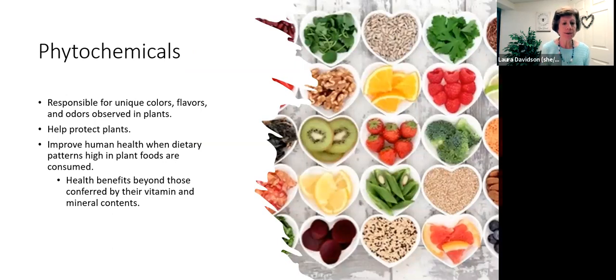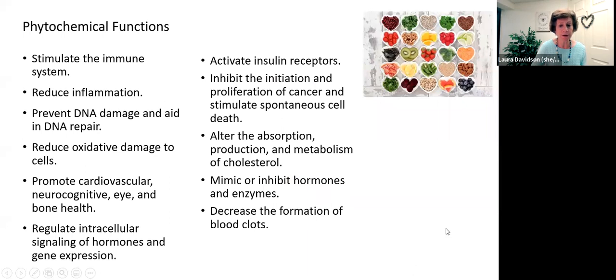These are plant food substances. They're typically pigments in plant foods, so they're found in very brightly colored foods, and they're responsible for colors and flavors and odors. They protect the plant, but what we now know is they also protect us. The health benefits of phytochemicals goes beyond the health benefits of the vitamins and minerals in those foods. And here is a short list. The research on phytochemicals is absolutely exciting.